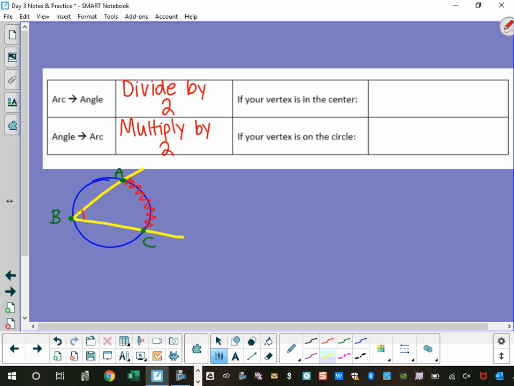If your vertex is in the center, this is what we learned on day 1. Just a refresher for this problem. Your vertex is in the center, and let's say this is 40, then your arc is also 40.